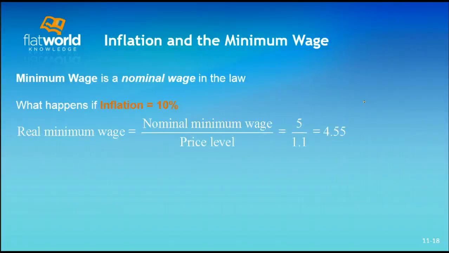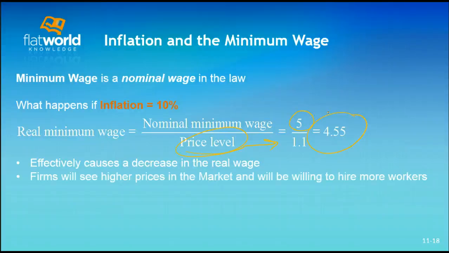Now remember, the way to calculate a real minimum wage is you take the nominal minimum wage. In this case, we had talked about a law where the nominal minimum wage was $5. The price level is now 1.1 because we have a 10% increase. If I do that division, I come up with that the new real minimum wage is not $5 now, it's $4.55. By inflation occurring in the economy at the tune of 10%, I effectively cause a decrease in the real wage. A decrease in the real wage means firms will see higher prices in the market and they may be willing to hire more workers.